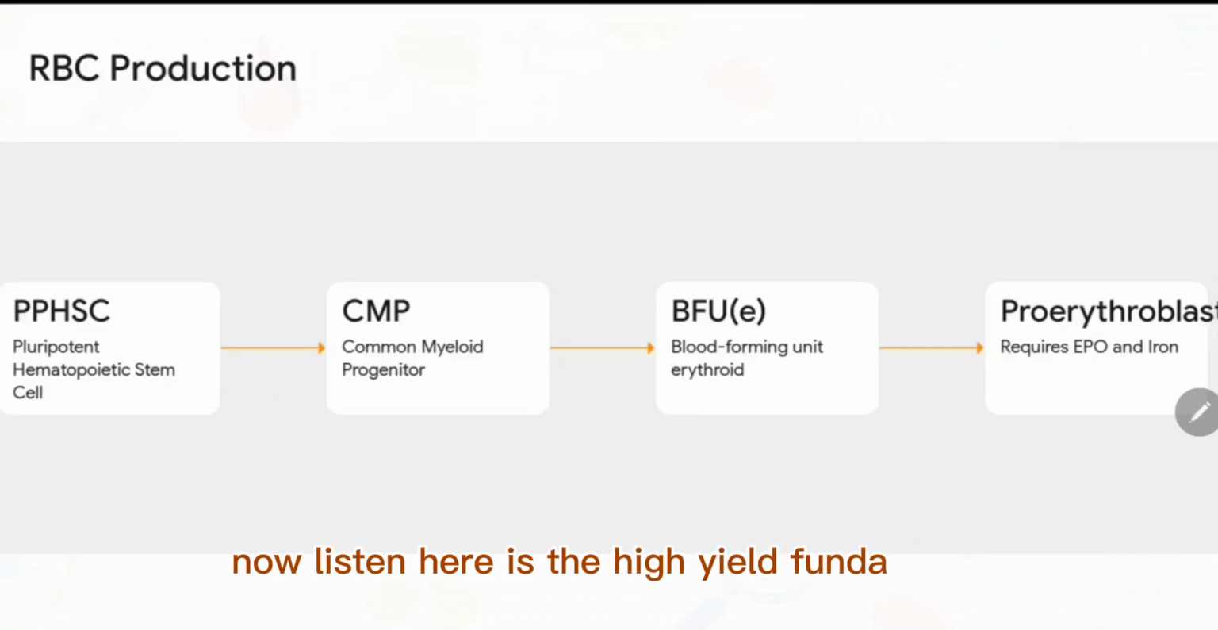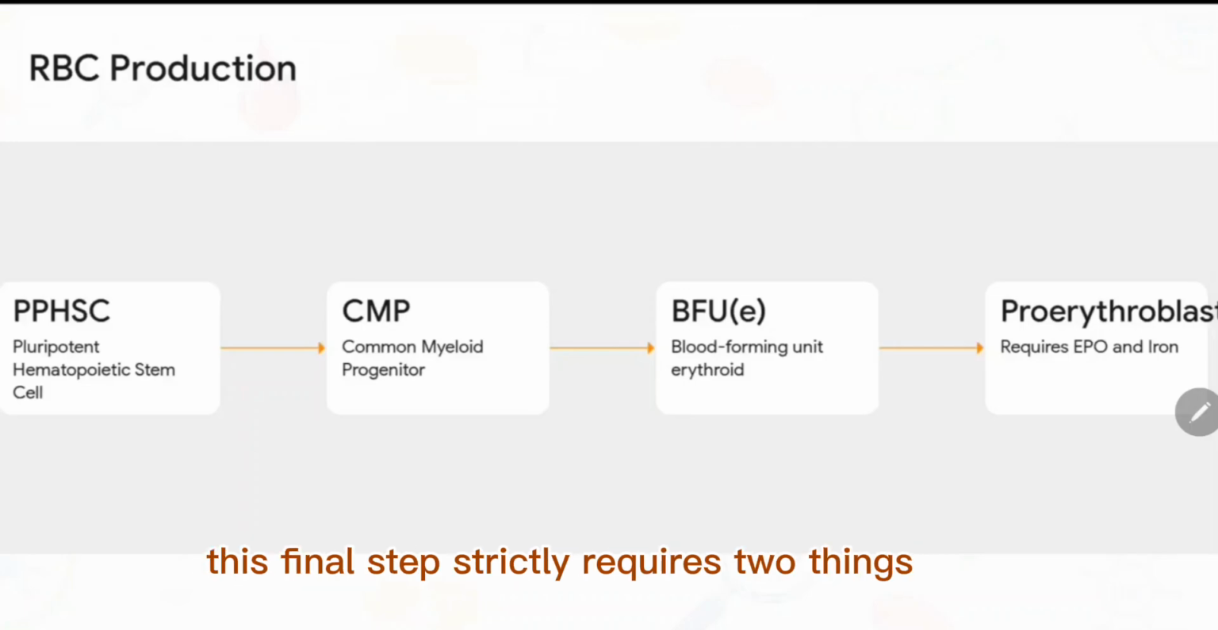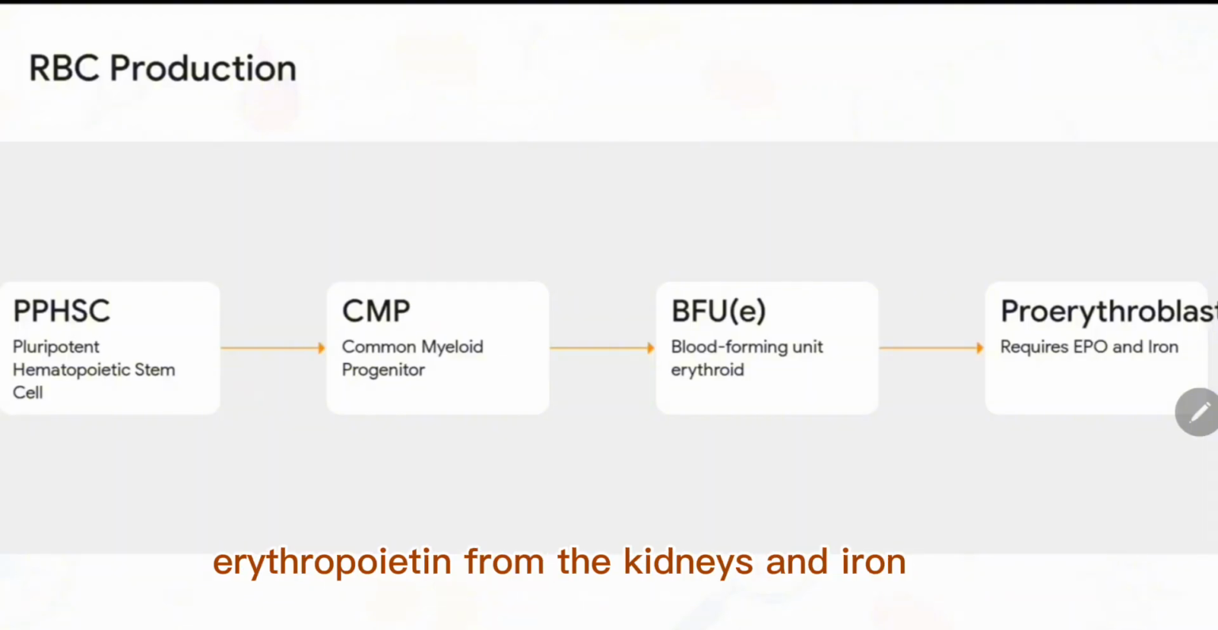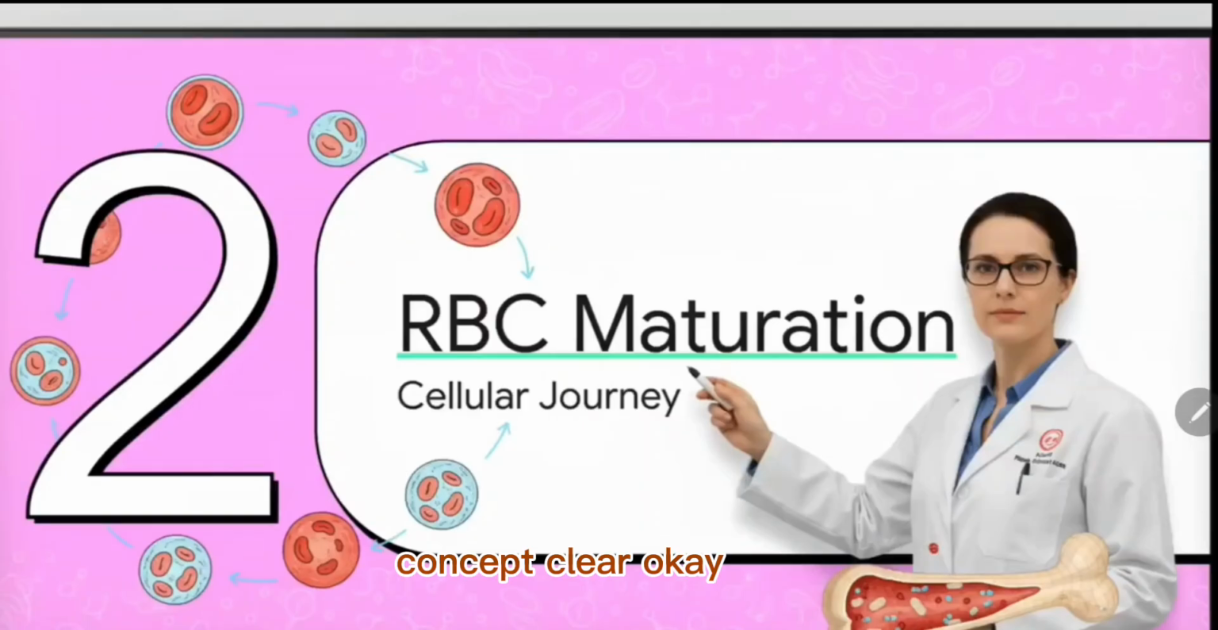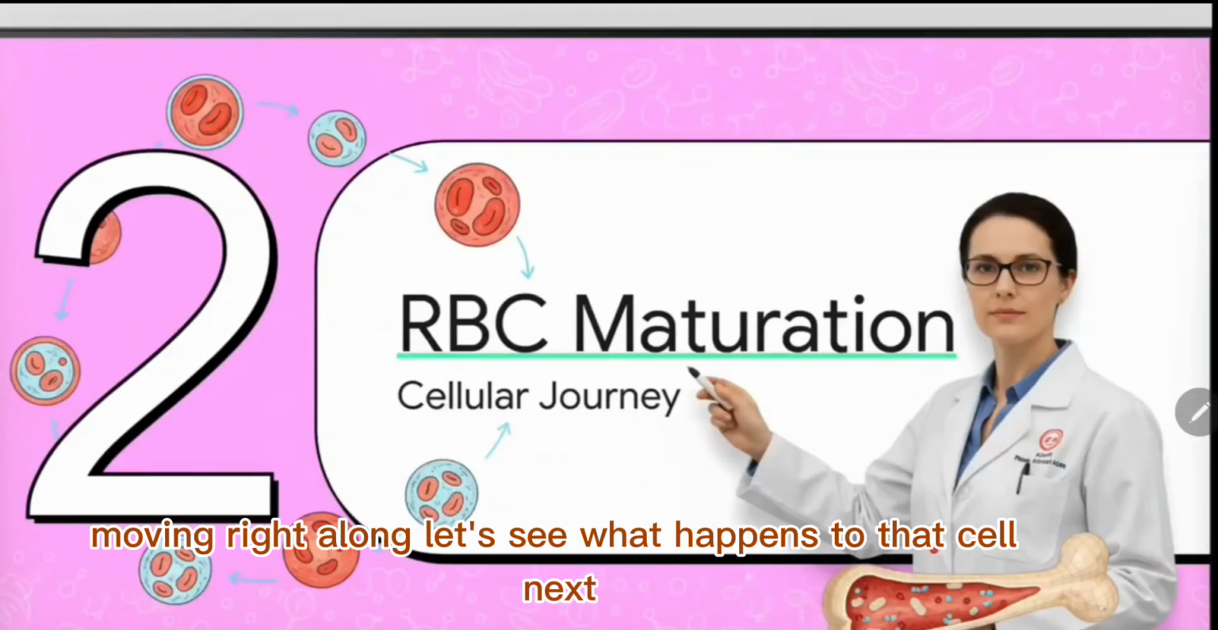we arrive at the proerythroblast. Now listen, here is the high-yield funda. This final step strictly requires two things, erythropoietin from the kidneys and iron. Without EPO and iron, the factory line literally shuts down. Concept clear? Okay, moving right along, let's see what happens to that cell next.